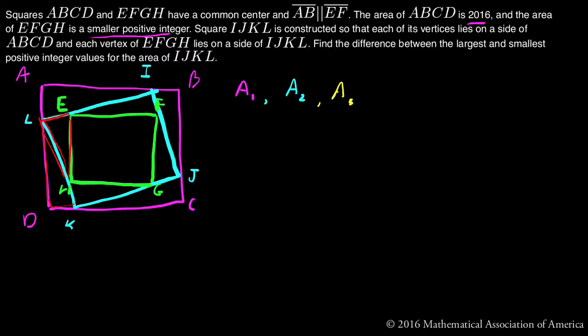And I'm going to consider the smallest possible IJKL first. So in here, this is the way to get the smallest. If I take my outer square and connect up the midpoints, and then connect up these midpoints, this is as small as it gets.